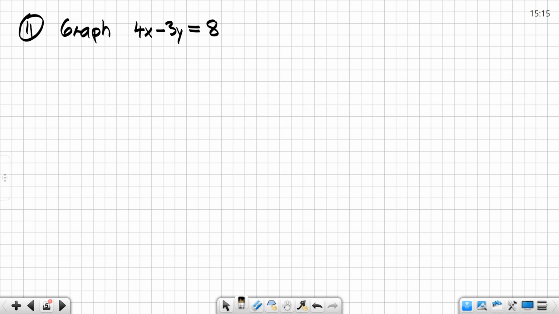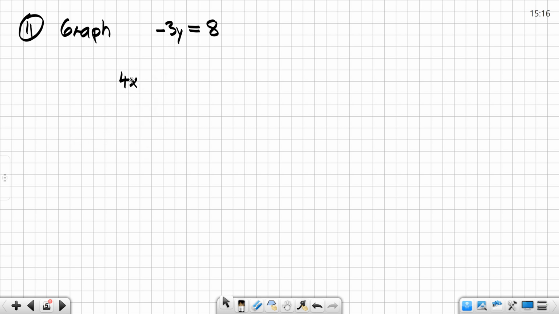We want to graph the equation 4x minus 3y is equal to 8. Now, technically, there are two different ways, if my equation is in this form, to graph something like this. I could use the intercepts, letting x be equal to 0. I'll find my y-intercept.